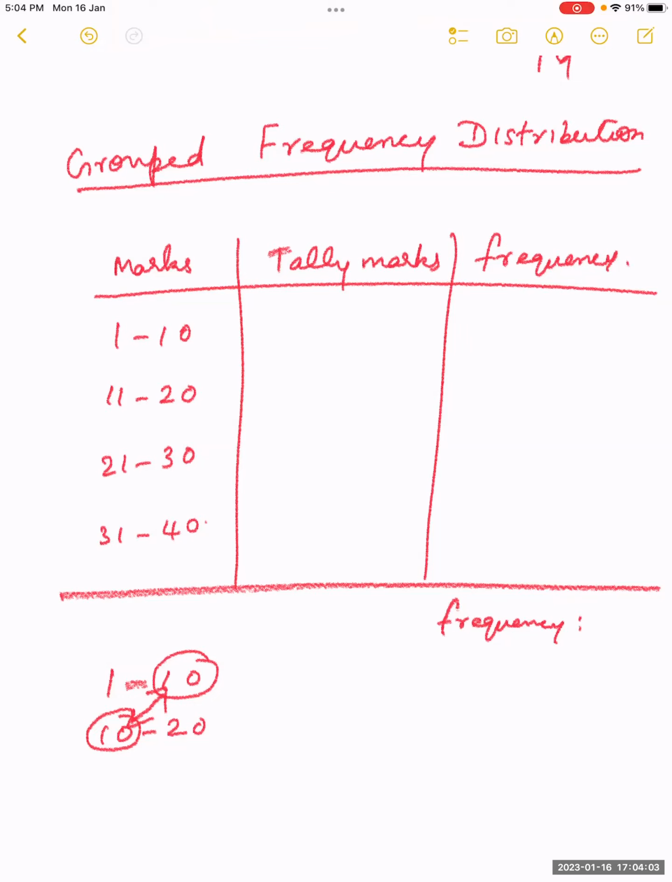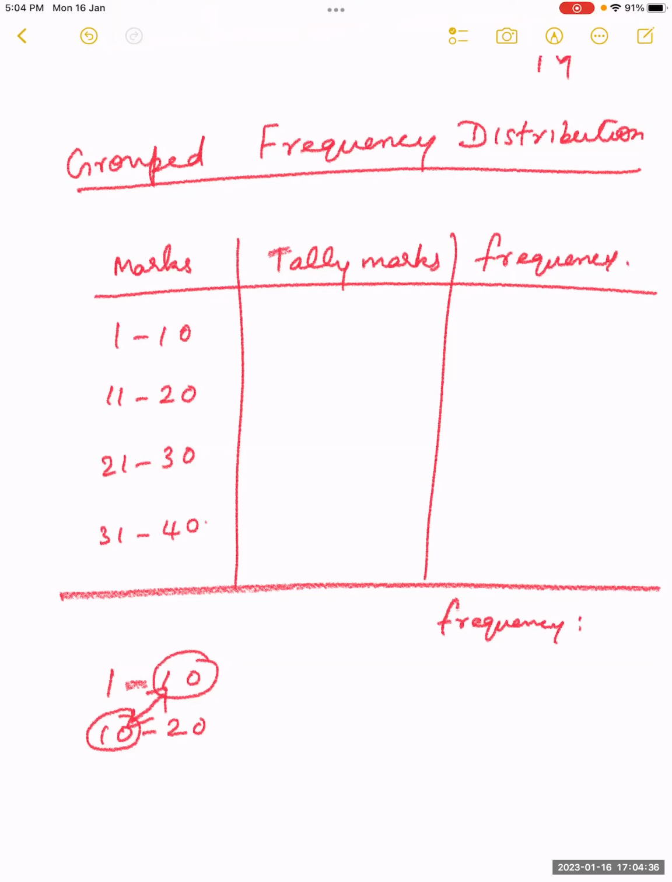If an observation is 10.5, where will you put it? Then you will be in trouble. Understood? But here they have not given anything like 10.5 or 20.5, so there is nothing to worry about. You can just put the tally mark and proceed.